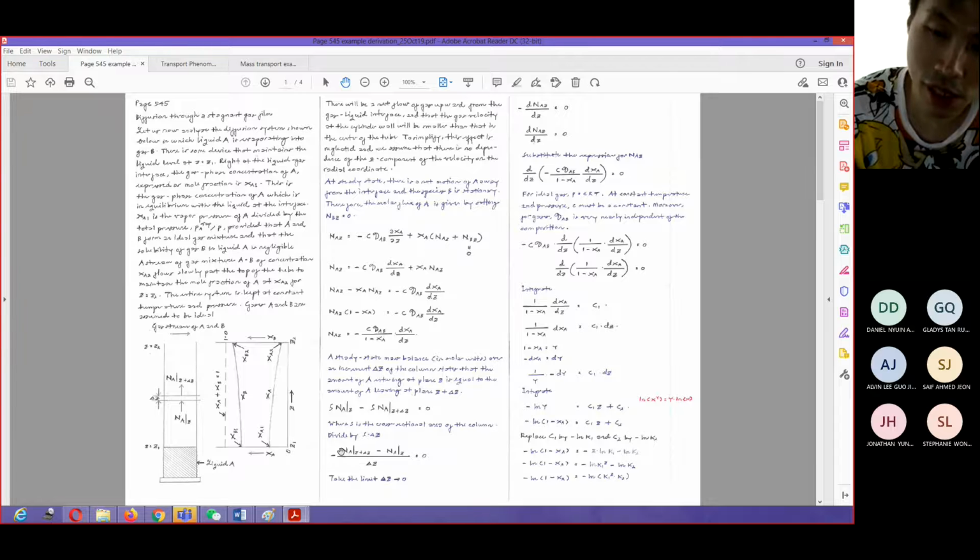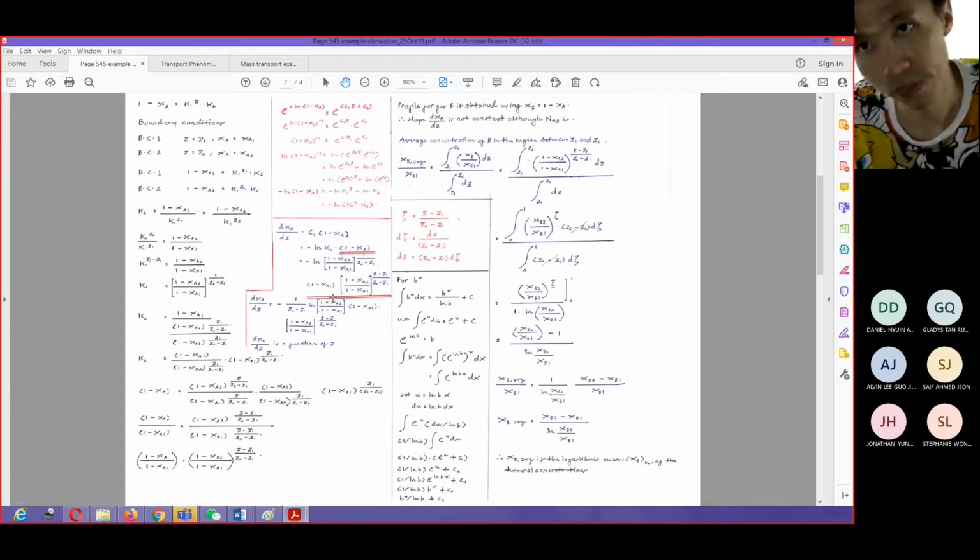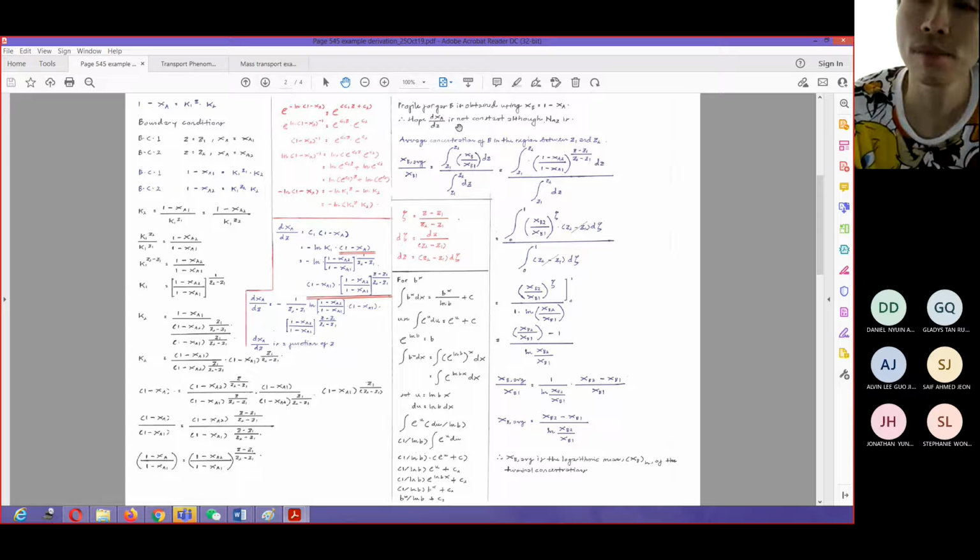So even though the flux in here is constant, because if you integrate this one, then it will be clear that your NAz will be equal to a constant, right? But your slope of the mole fraction at different Z positions will be different. Now, these are the things that are important.